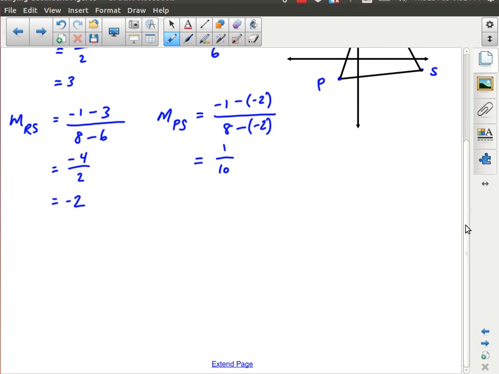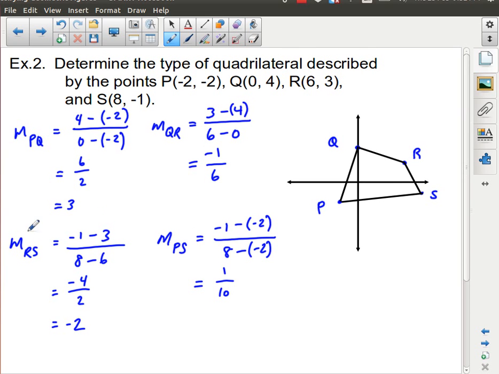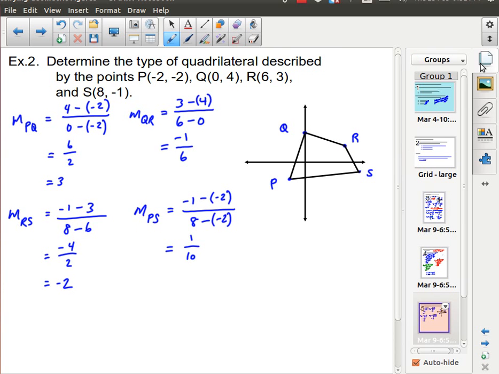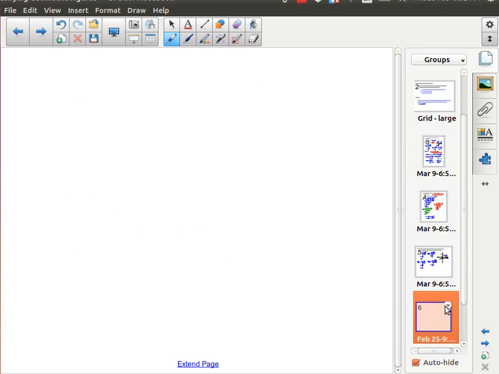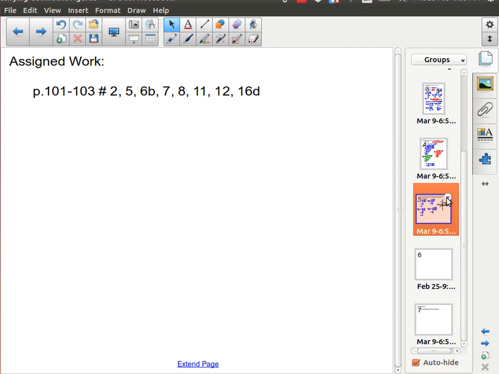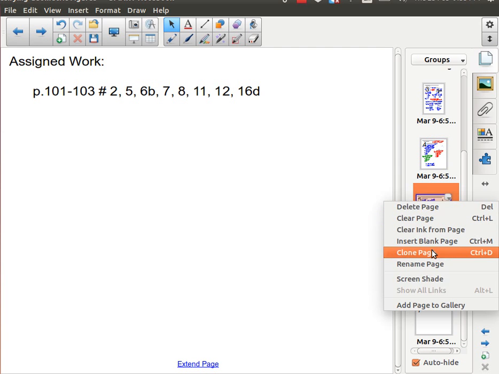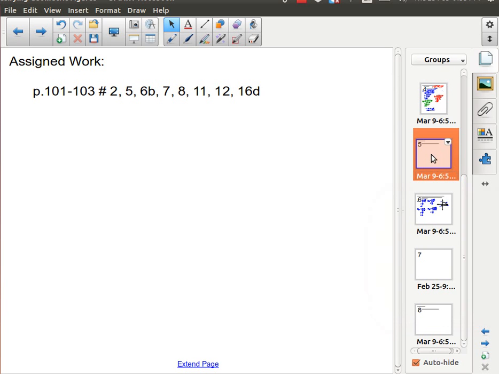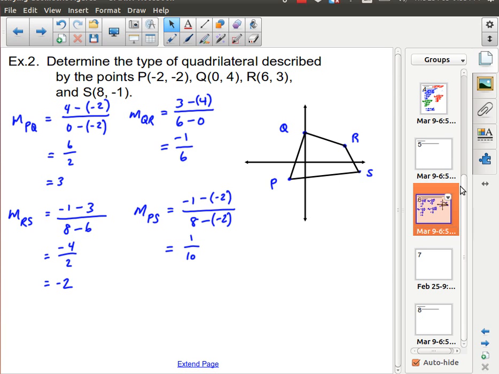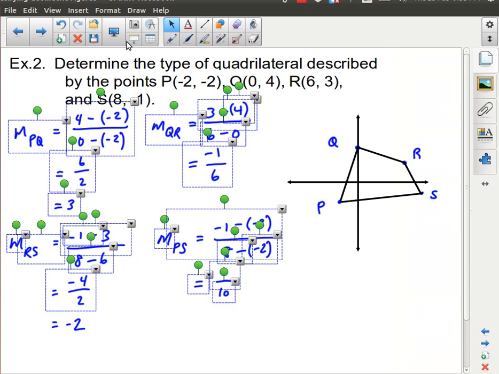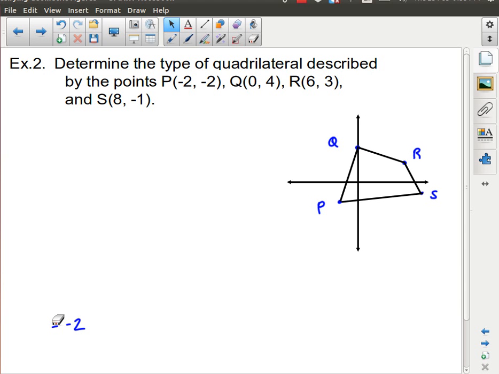Now, what about distances? In order to do the distances, I actually think I'm going to copy this page. A quick way to do this, I'm just going to clone the page. I don't think it cloned the page I wanted it to. There we go. And then I'm just going to get rid of all this stuff. And now I'm going to do the same set of calculations, except this time with the distance calculations instead.